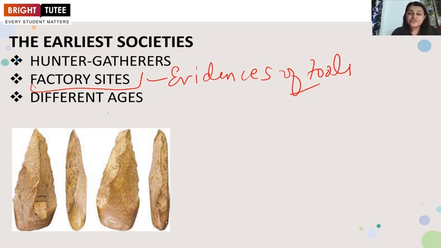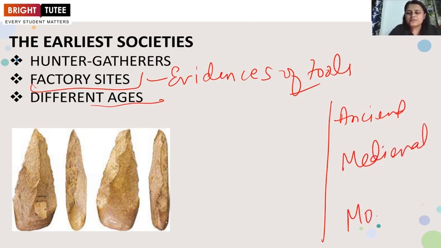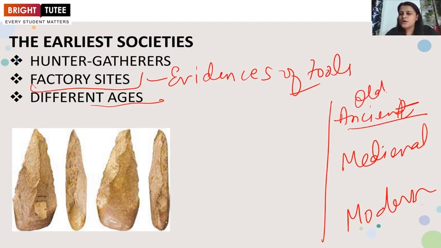When we look into the different ages, the early history, as I was telling you, history got divided broadly into 3 categories. That is ancient, medieval, and modern. So ancient, I am talking about the ancient time period. Ancient means old, medieval means middle, and modern means new. So these are the 3 categorizations of history.